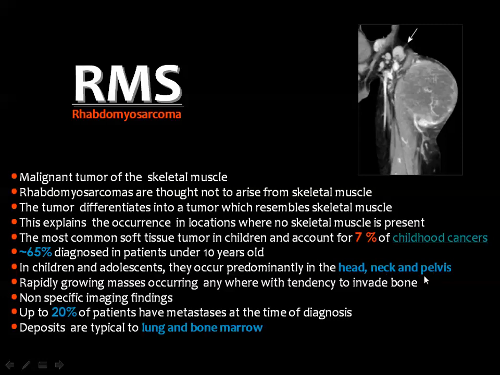And you remember when we discussed the issue of nasopharyngeal tumors, and we mentioned that rhabdomyosarcoma is one of the common lesions in the pediatric age group occurring in this particular anatomic location. This is a rapidly growing mass occurring anywhere and has a tendency to invade bone. As with most sarcomas, there is no specific imaging criteria.